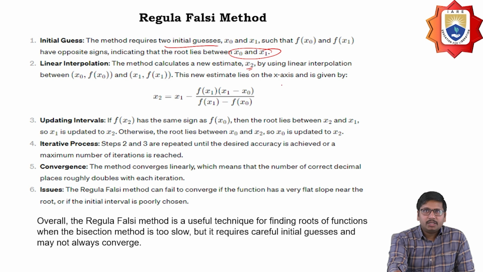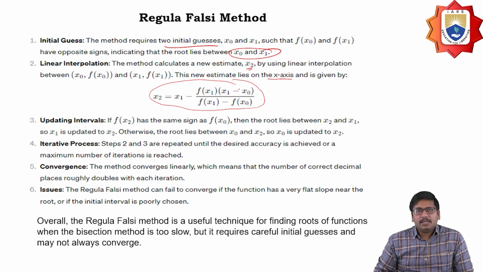This new estimate lies on the x-axis, and it is given by the equation x2 equals x1 minus f of x1 into (x1 minus x0) by (f of x1 minus f of x0). This is the estimation formula that has to be calculated.